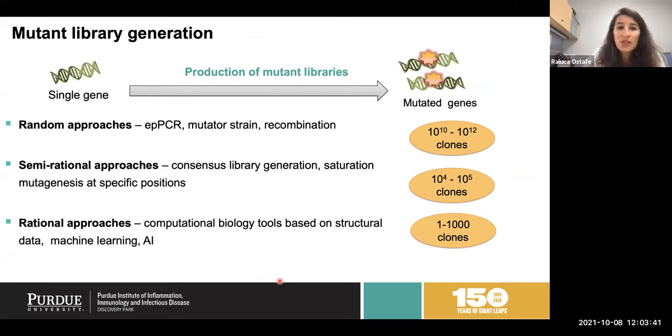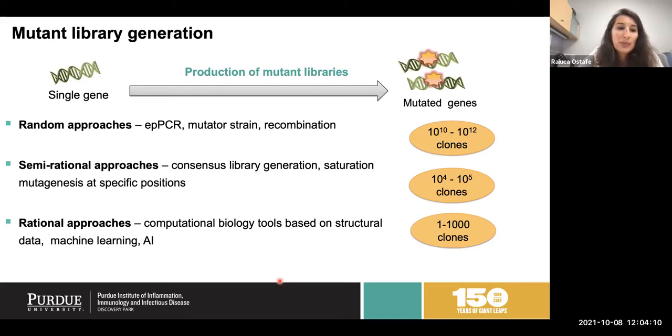We also use semi-rational approaches in which we look at the diversity present in natural evolution and try to pinpoint which parts of the proteins were conserved during natural evolution, and try to minimize the areas of the proteins that need to be mutated. This decreases the library size significantly, and we only need to look at 10 to the power of 4 to 10 to the power of 5 different clones.